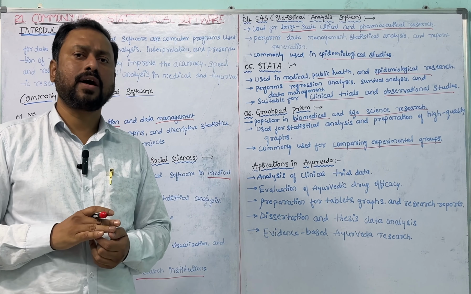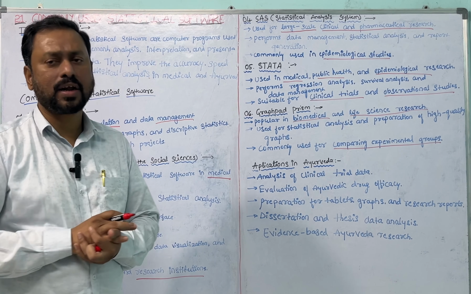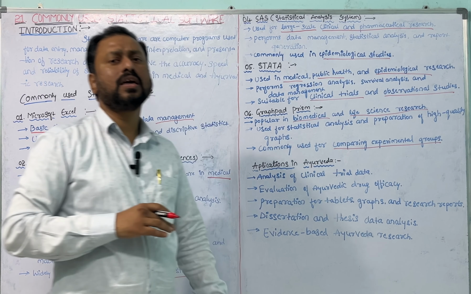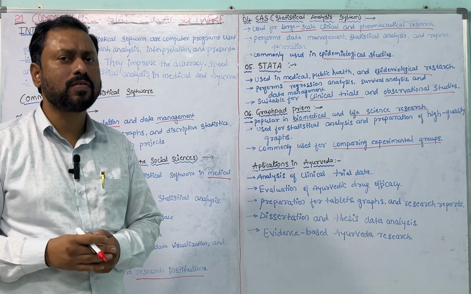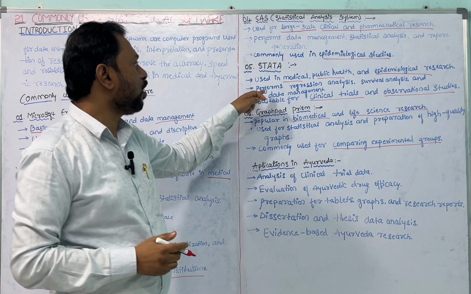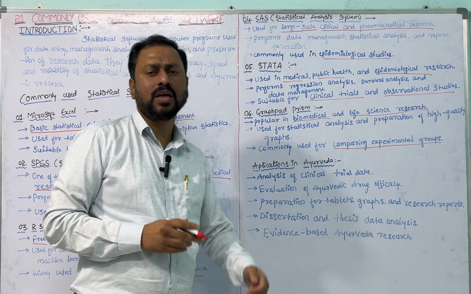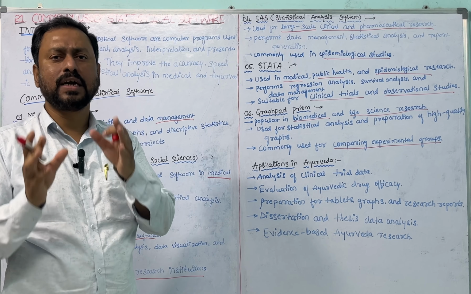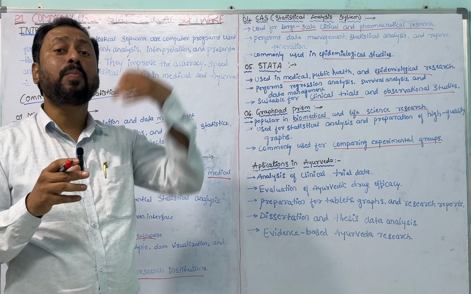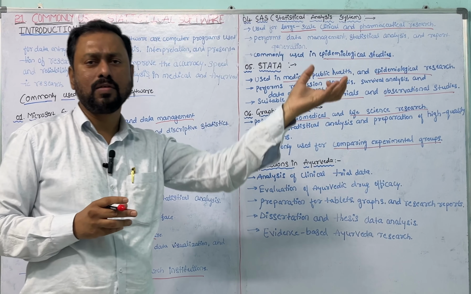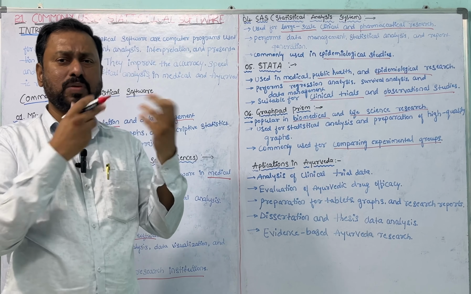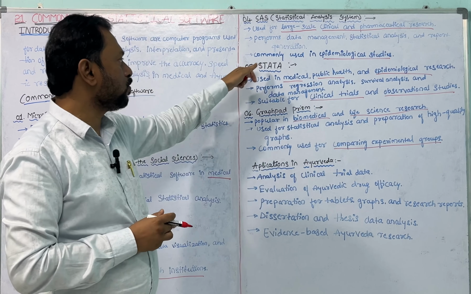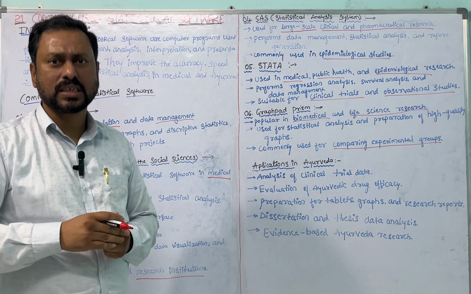The next one is Stata. This is a very common software in the medical field as well as public health and epidemiological research. Stata software performs regression analysis. It means once we have the value of one variable, that is the x variable, we can predict the y variable value. For predicting or regression analysis purposes, we use this Stata software.